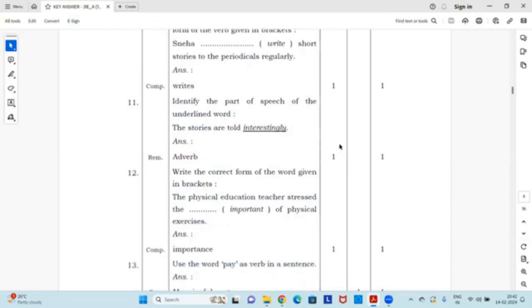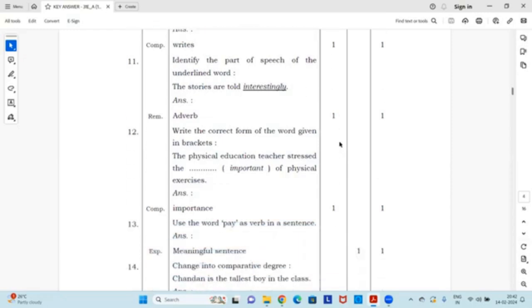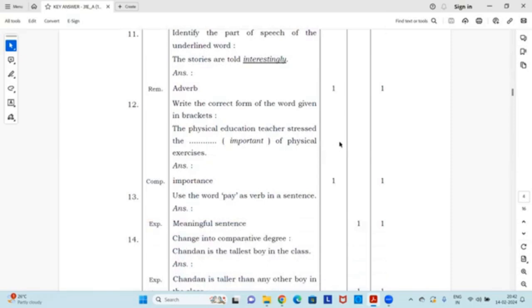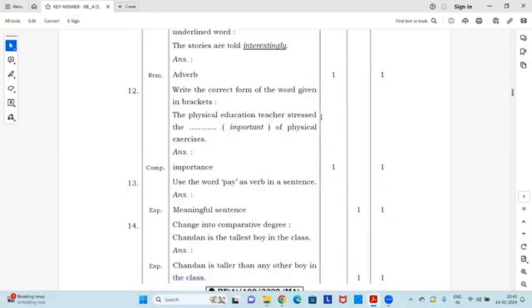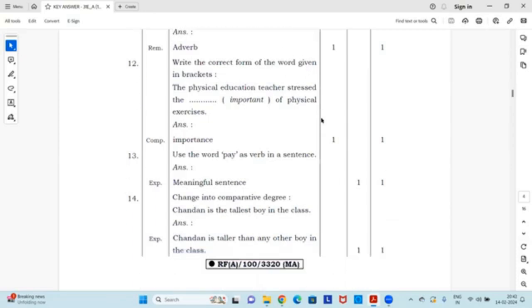Okay. Next, identify the part of speech of the underlined word. The stories are told interestingly. The underlined word is interestingly. Which part of speech is it? Because the word is ending with ly, it is the easiest way to find out an adverb. If the word is ending with ly, then it could be an adverb. So yes, this interestingly has ly here, so it is an adverb. Okay, the easiest way to find out an adverb.